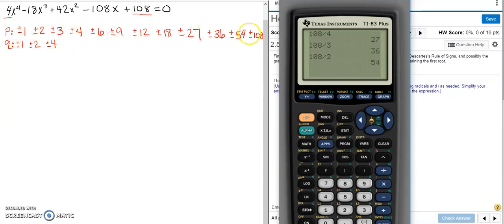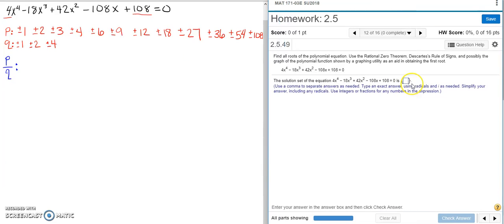So those are all my P's. These are my Q's. And what the rational zero theorem says is I need to do P divided by Q. And these will be the possible roots of my polynomial. Okay, we're just trying to work out some possibilities. The one thing is we have to do every P divided by every Q.